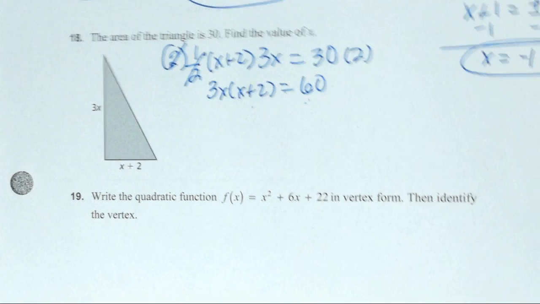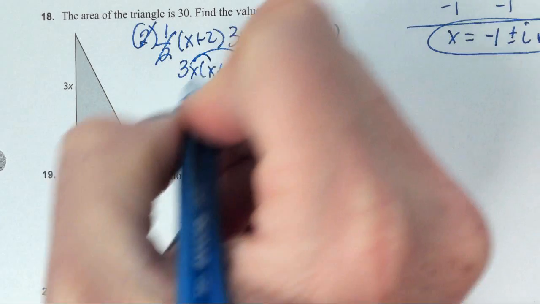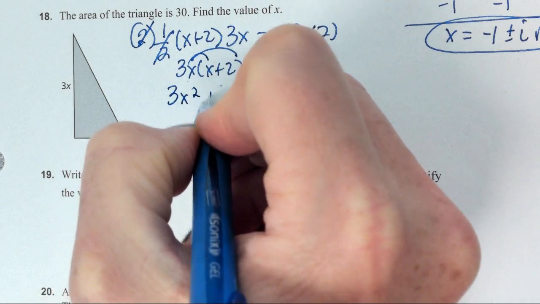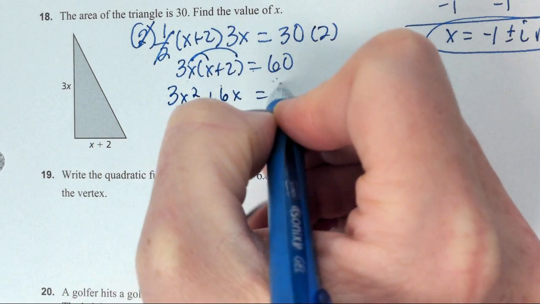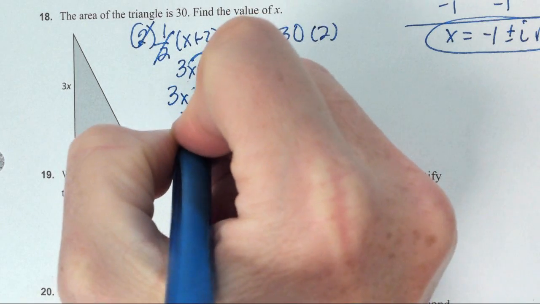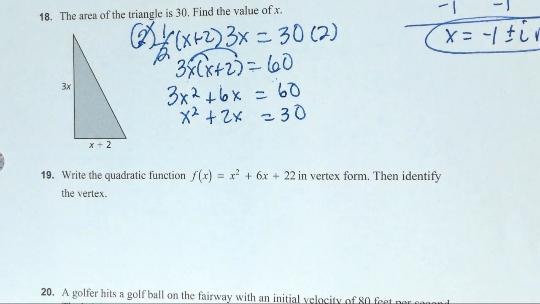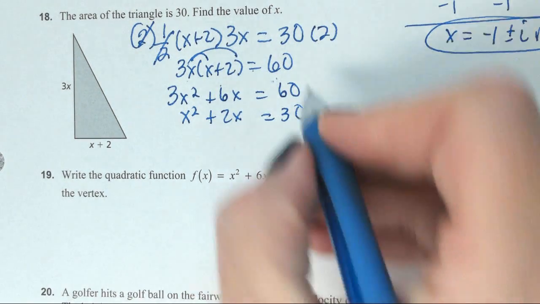So, Becky, what do I have to do instead? Yeah, I have to distribute it out. So I'm going to get 3x squared plus 6x equals 60. Harish, what should we do now? Yep. X squared plus 2x equals 20.